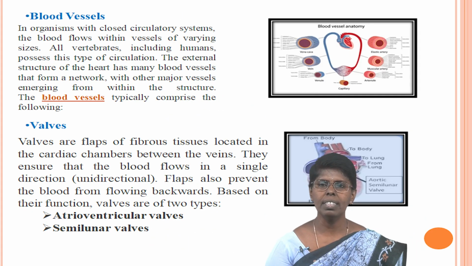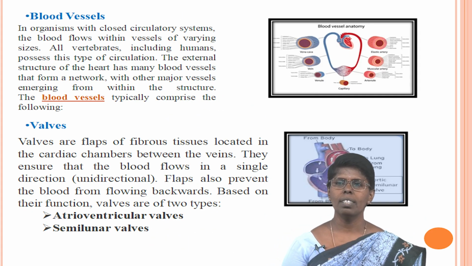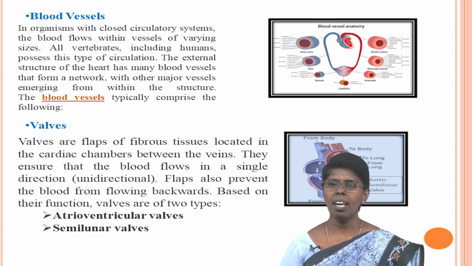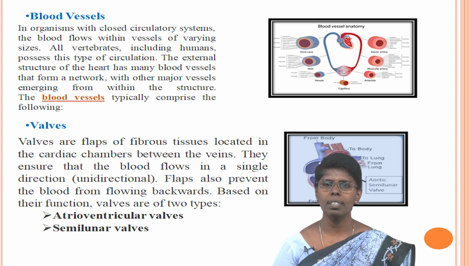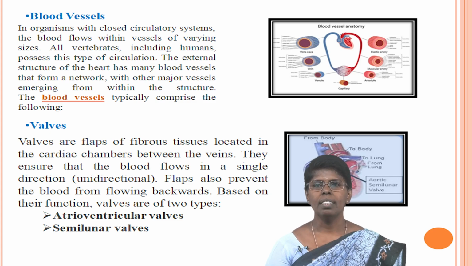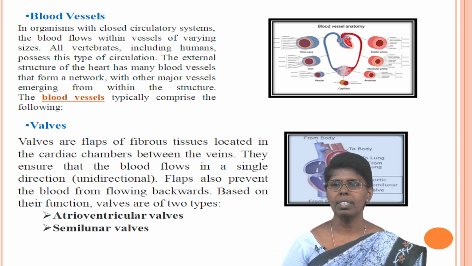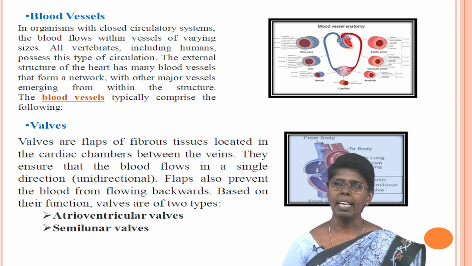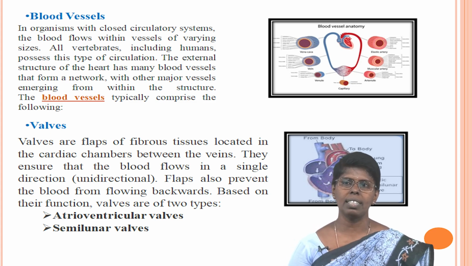Now we see the blood vessels. In organisms with a closed circulatory system, the blood flows within vessels of varying size. All vertebrates, including humans, possess the closed type of circulation. The external structures of the heart have many blood vessels that form a network with other major vessels which emerge from within the structures.